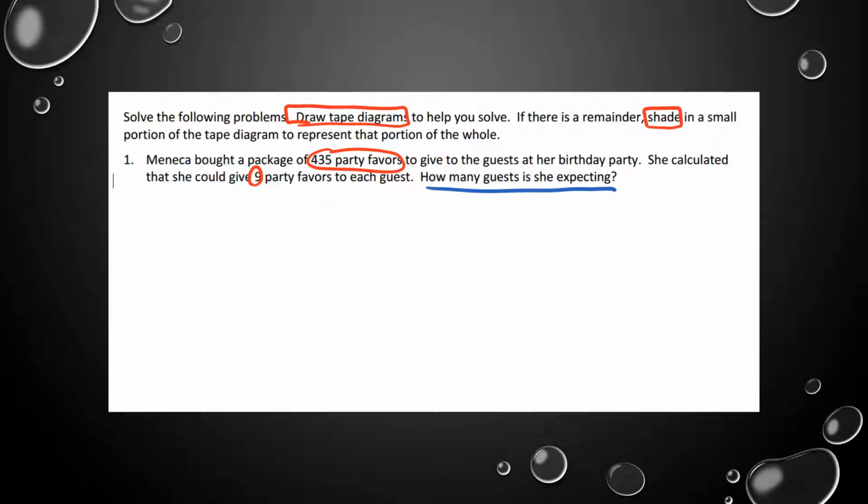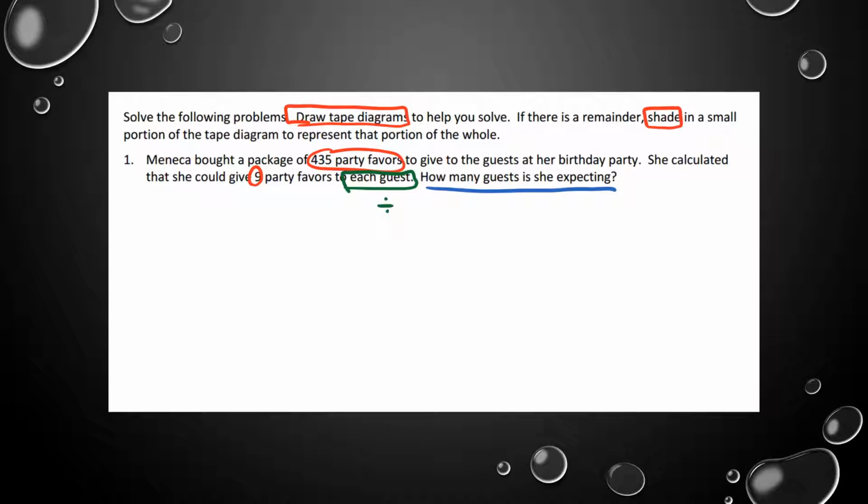Next, I need to box the important words in this problem. And we're looking for words that are going to help us find what operation we're going to use. So we're going to add, subtract, multiply, or divide. In this problem, the fact that she's giving 9 party favors to each guest means that each guest is going to get an equal amount, or the same amount. So if I am splitting up 435 into 9 equally, then I know I'm going to use division.